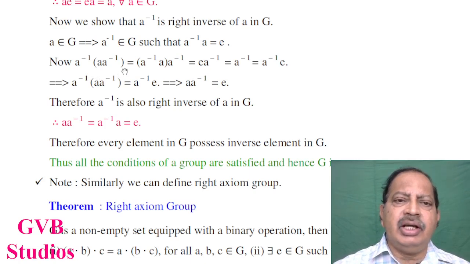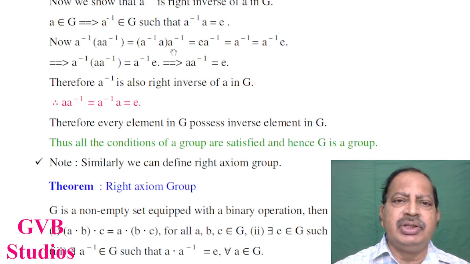and use the associative law, change the bracket: A inverse A, A inverse. Here it becomes E and this is A inverse, E A inverse. Since E is identity element, we get A inverse. I can say E is identity element, as already proved E is right identity. So I can use the word E is identity element. Of course, here it is left identity, no problem. So it is E A inverse is equal to A inverse.